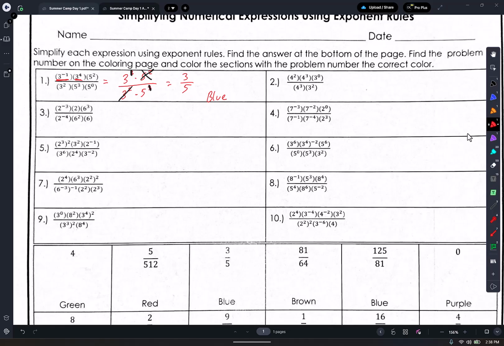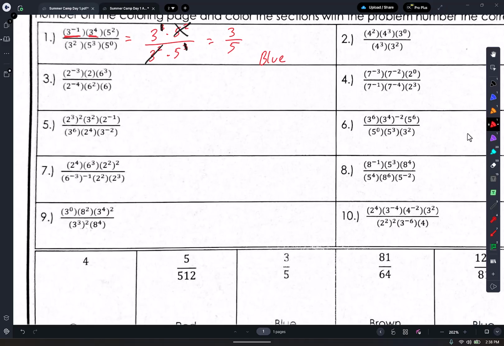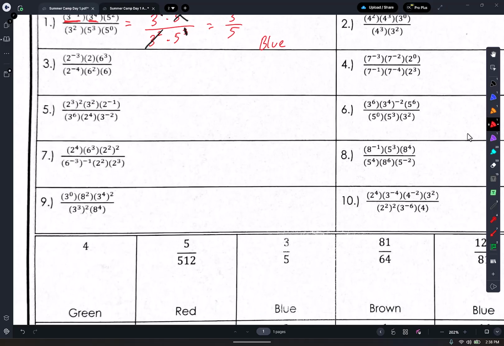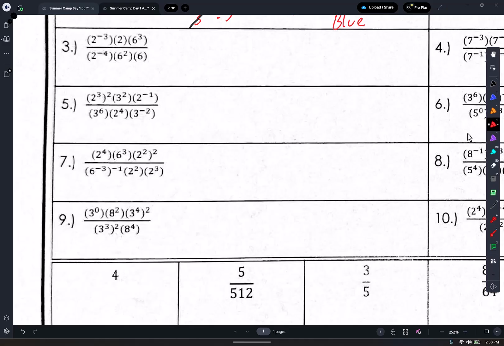All right, let's do number 5, because number 5 has this 2 right here, and that's like the power. So remember, a power raised to a power, you're going to multiply it. I'm going to leave the parentheses alone. So I'm going to have 2 to the power 6, 3 squared, 2 to the negative 1, all over 3 to the 6. I haven't changed anything. 2 to the 4th, 3 to the negative 2.